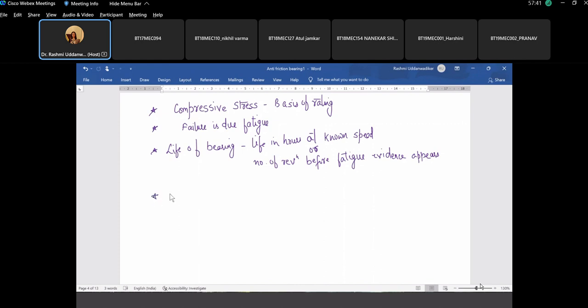Then there are two more concepts. One is L10 life. L10 life is the life that we'll be using for our calculation, and this is observed by experimentation. What do you think would be L10 life? If there are 100 bearings on which experimentation is performed, and all these bearings are tested on identical conditions, the life at which 10% of the bearings fail, 90% survive.